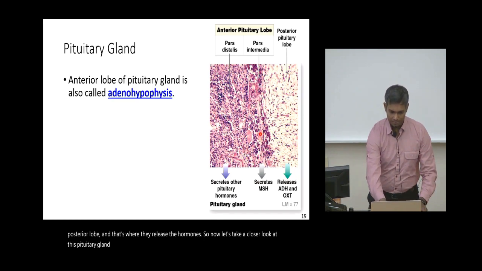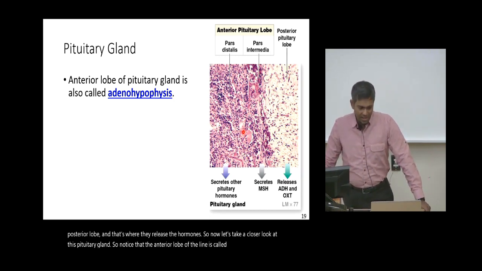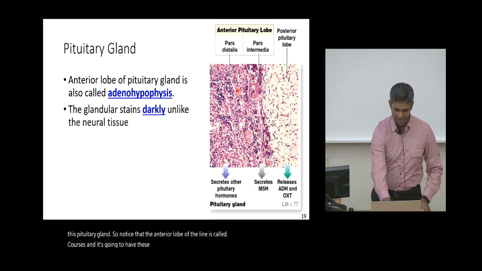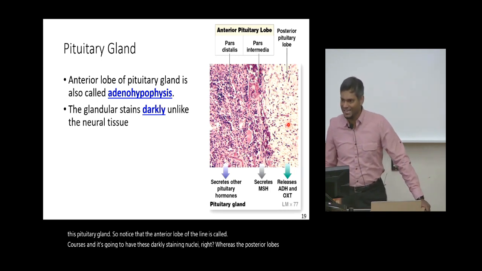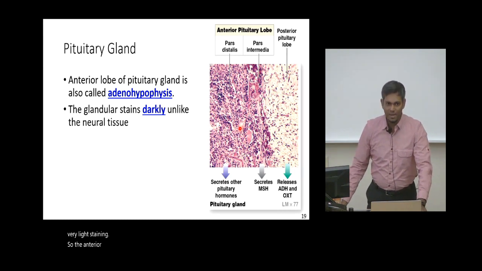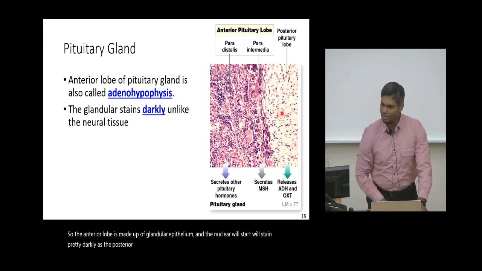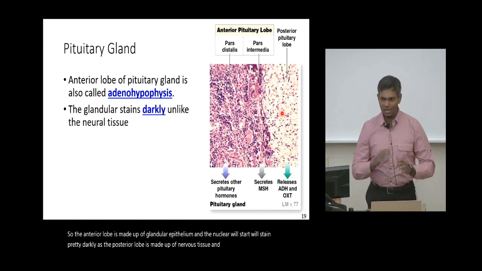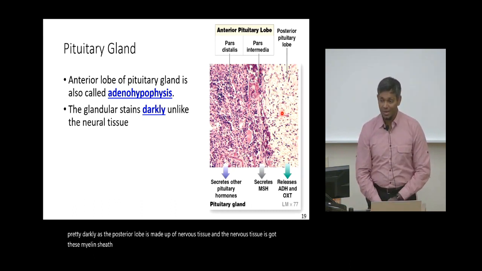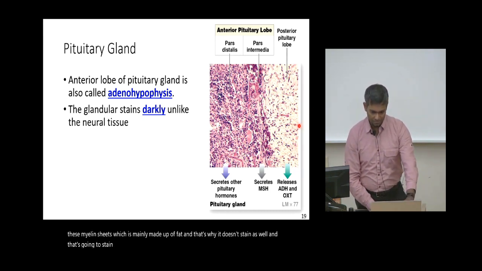So notice that the anterior lobe of the pituitary gland is called adenohypophysis, and it's going to have these darkly staining nuclei, right? Whereas the posterior lobe has very light staining. The anterior lobe is made up of glandular epithelium, and the nuclei will stain pretty darkly, whereas the posterior lobe is made up of nervous tissue, and the nervous tissue has got these myelin sheaths, which are mainly made up of fat, and that's why it doesn't stain as darkly.